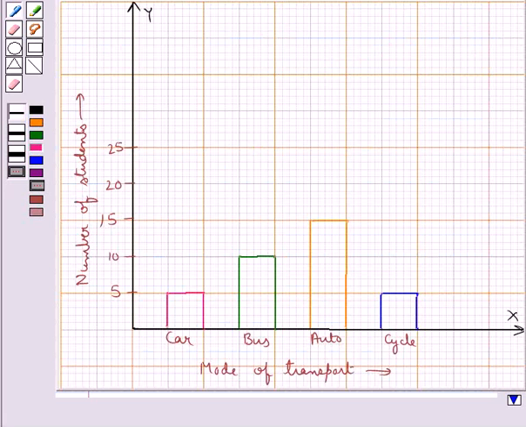This is a bar graph which shows the usage of different modes of transport, that is car, bus, auto, cycle, by students of a school. So according to this we have that the number of students using car as the mode of transport is 5, bus are 10, auto are 15, then cycle are 5. Here as you can see that the bars are of equal width with equal gaps in between. And the bar heights give the quantity for each category.